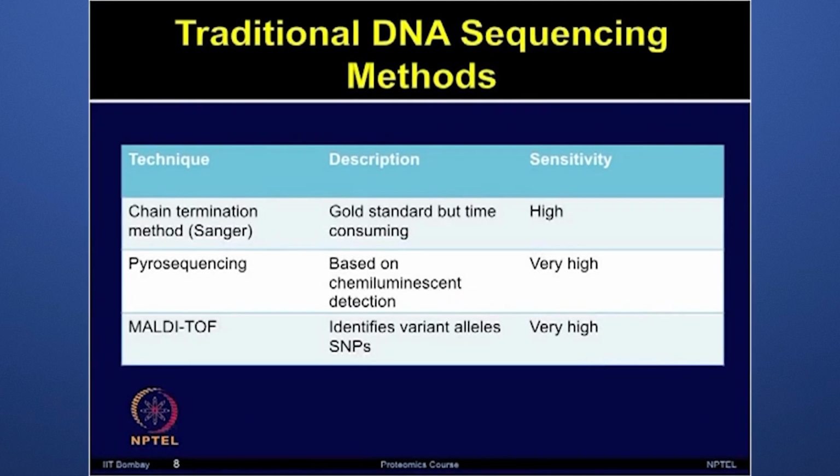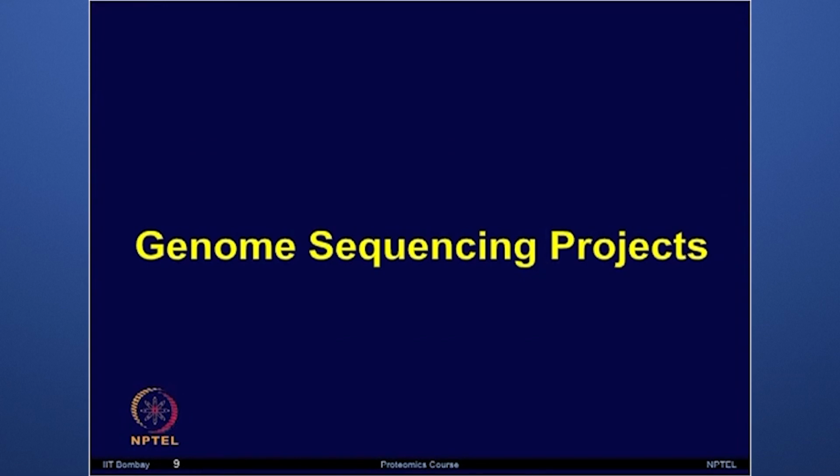Let us compare some of the traditional DNA sequencing methods. As you can see here, the chain termination method, or Sanger method, is the gold standard, but it is very time consuming. Sensitivity is high, but in pyrosequencing, which is based on a luminescent detection system, the sensitivity is very high. Even MALDI-TOF can also be employed if your aim is to identify variations in SNPs, and sensitivity is very high. So, let us discuss the genome sequencing projects.